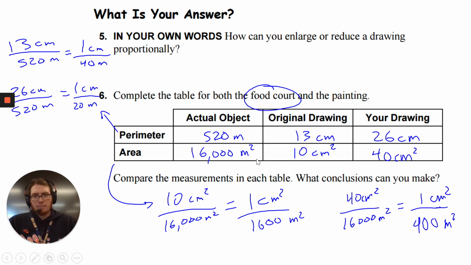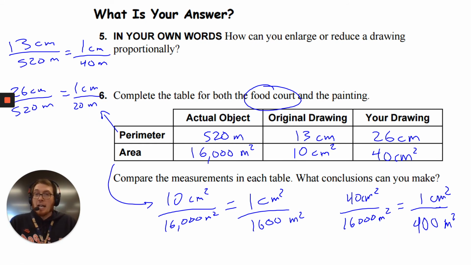Here's what's important. Let's look at perimeter first. If I take my original drawing divided by the actual object, 13 centimeters divided by 520 meters, and I divide both those by 13, I get back to the original scale of 1 centimeter to 40 meters, because perimeter is just a distance. So it should be the same exact scale. Similar for my other drawing, the 26 and the original of 520, divide both those by 26, I get 1 centimeter to 20 meters, which was the scale of that picture.